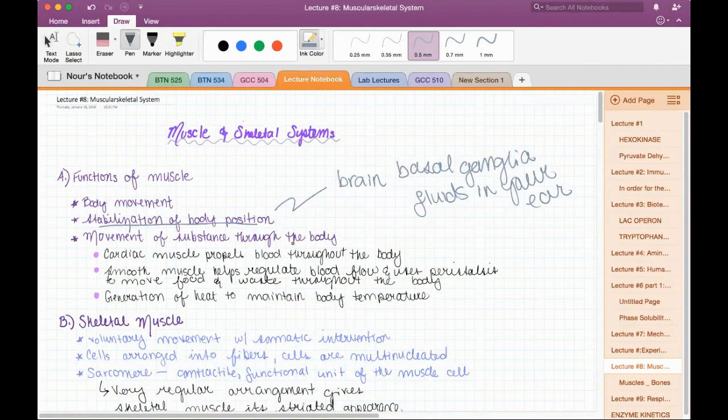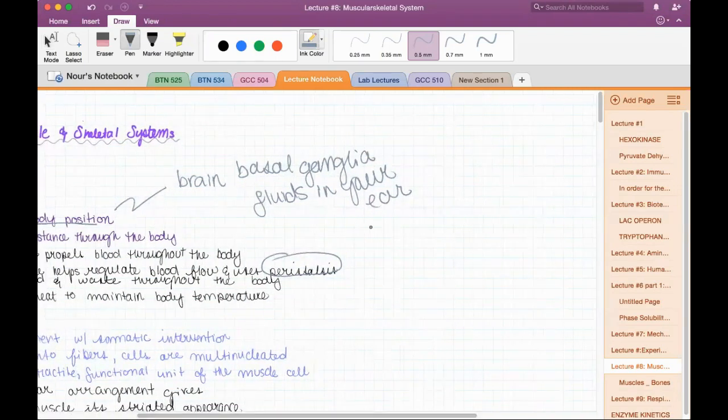So movement of substances throughout the body. In cardiac muscle, it propels blood throughout the body. Smooth muscle helps regulate blood flow and uses peristalsis to move food and waste throughout the body. Peristalsis is essentially when your food's going down your esophagus, it's the muscular movement.